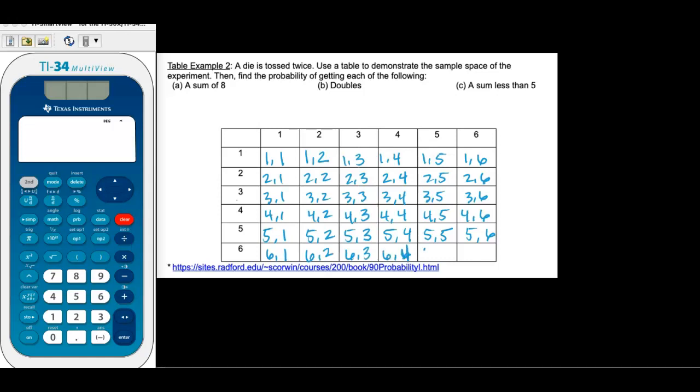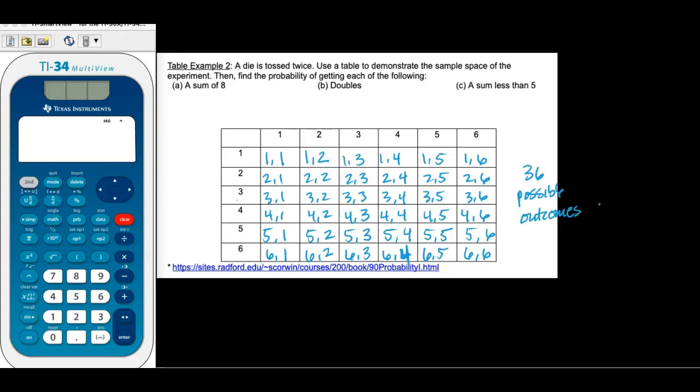I meant 4. Getting ahead of myself. A 6 and a 5 and a 6 and a 6. And so there are 36 possible outcomes here for rolling 2 die. And these problems come up pretty frequently.